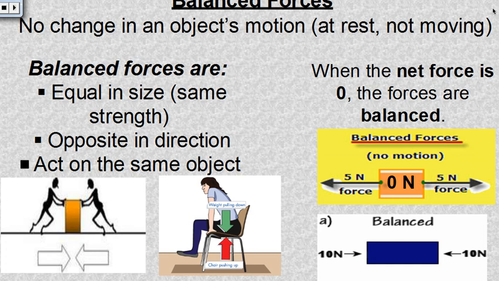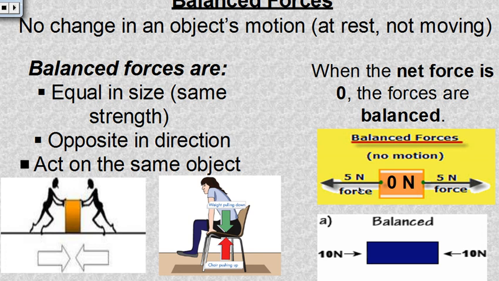When we have balanced forces, we talk about not having a change in an object's motion. In other words, the object is at rest or not moving. Balanced forces are always equal in size, meaning that they're the same strength, and opposite in direction. They also always act on the same object. When we talk about forces, we're going to be talking about things that happen at the same time to the same object, not multiple objects at the same time. When the net force is 0, this is when we know our forces are balanced. There is no motion. In other words, they cancel each other out, or there's a tie.